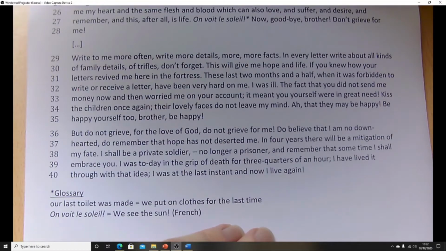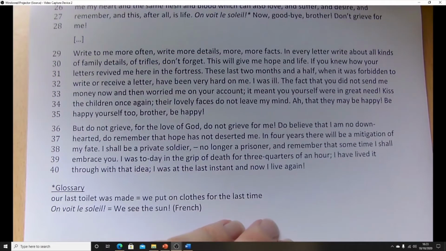In 4 years there will be a mitigation of my fate. I shall be a private soldier, no longer a prisoner, and remember that some time I shall embrace you. I was today in the grip of death for 3/4 of an hour. I have lived it through with that idea. I was at the last instant, and now I live again.